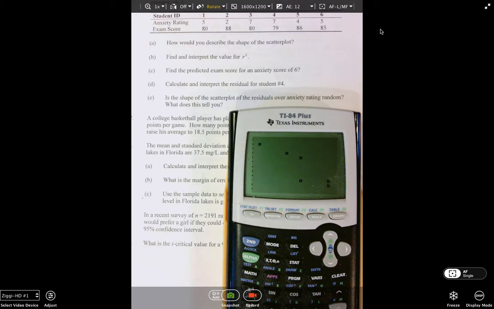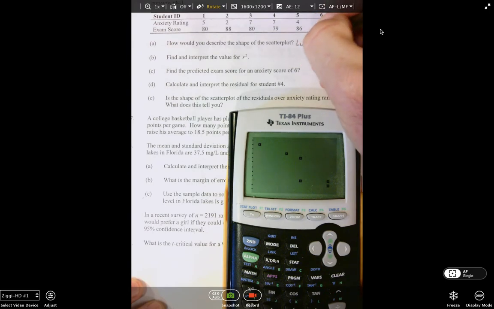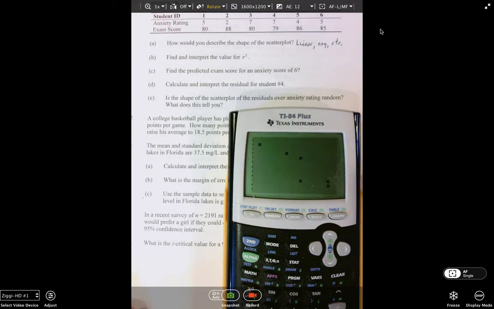All right, gang. When you describe the shape of the scatter plot, you're looking for three things. Is it linear? Is it positive or negative? Is it strong, weak, or moderate? Well, guys, we have a linear relationship here. We clearly have a negative relationship. And we clearly have a strong relationship. Notice if I were to visualize a line going down through the central focus of the data, there's not a lot of variability around that line.